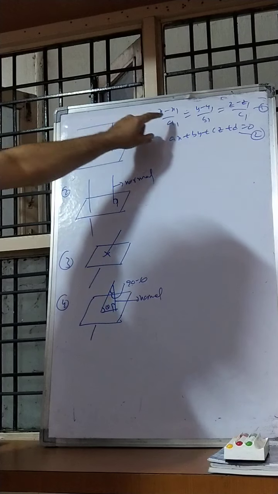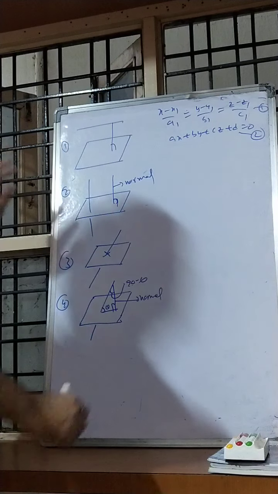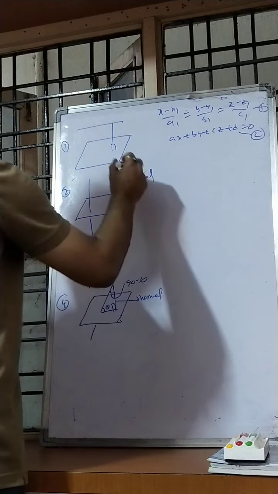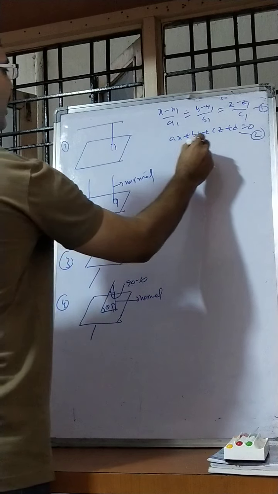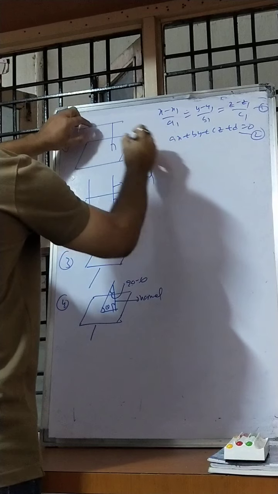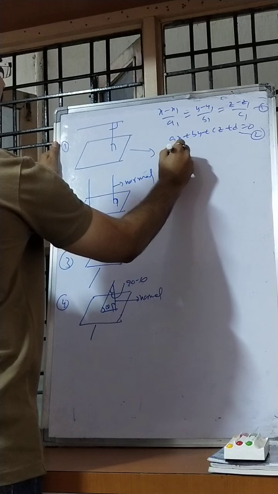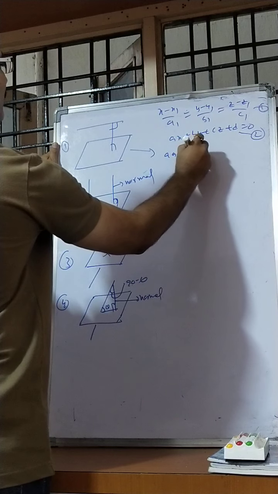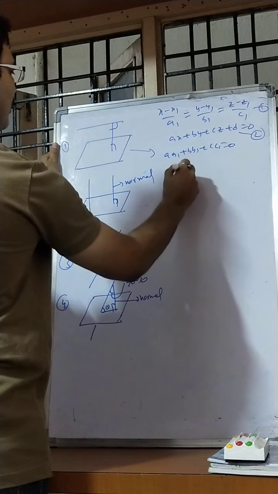One line and one plane are given like this. Another point is also there, I forgot to write it. Suppose the line lies... see here, this condition I would like to write first. They are perpendicular, right? Only one: A1 plus B1 plus C1 equal to 0.